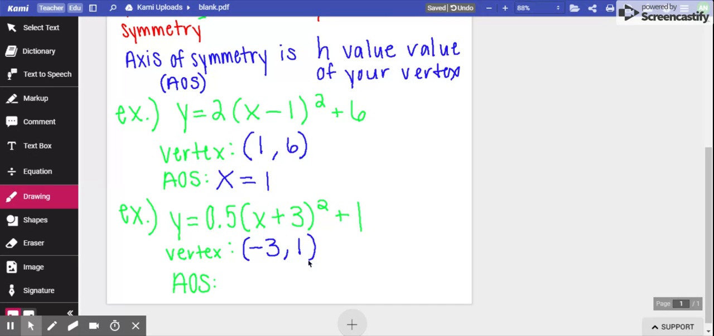My axis of symmetry in this case will just be x equals negative 3. It's the h value of my vertex, and I set it as a line, so x equals the h value of my vertex. And that is all that vertex form can do for you.